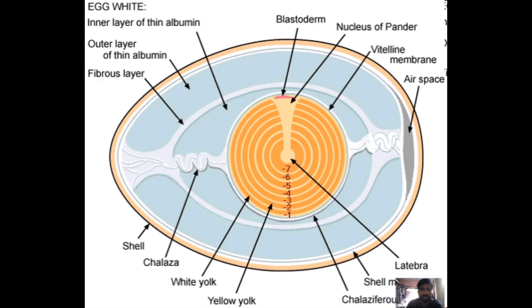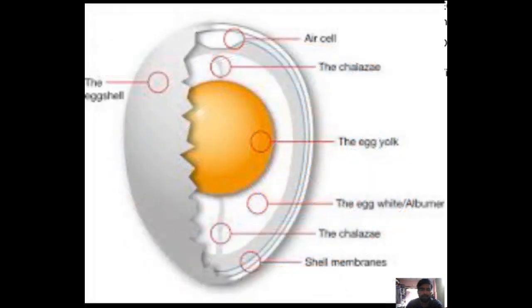Then the next slide is about the egg. But just look at this picture. Here is shown the outermost shell of the egg. It is very hard, tough in nature. It actually protects the yolk and albumin which are present inside of it.